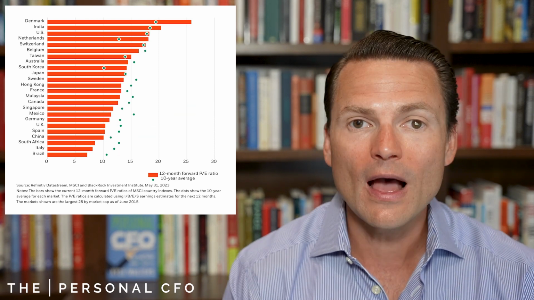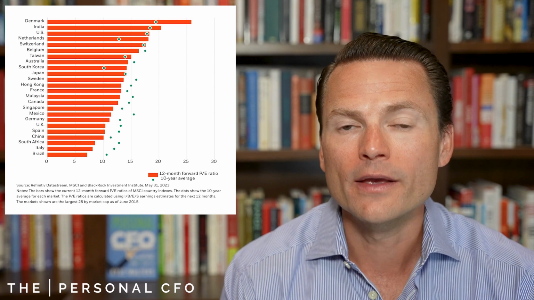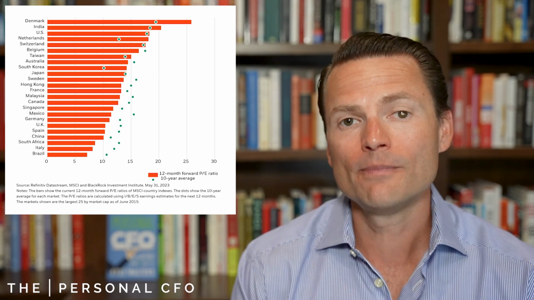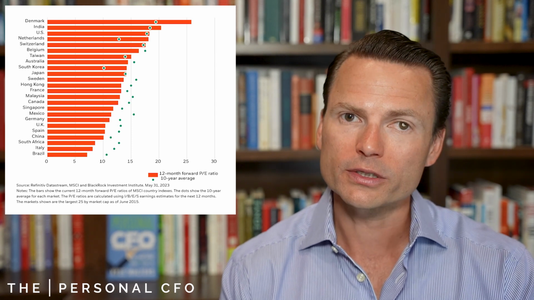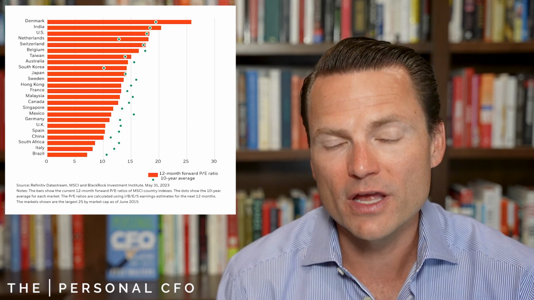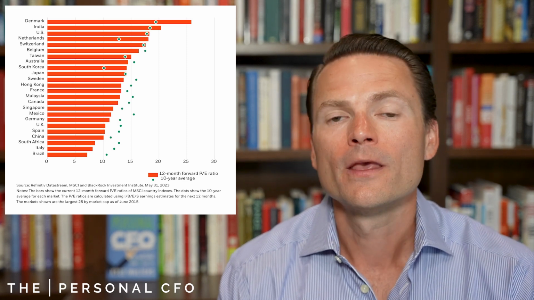And so all the way at the top is Denmark. And so you're paying about $25 per dollar of Denmark's earnings. All the way at the bottom is Brazil. So you're paying substantially less for every dollar of Brazil's earnings. Okay, so Denmark is the most expensive. Brazil is the least expensive. And you can see all the other countries in between ranking how expensive the countries are relative to each other.